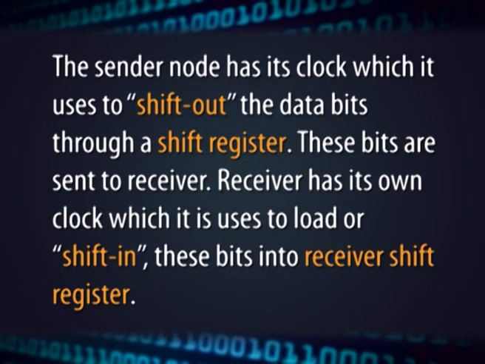By basic principle, the sender node has its clock, which is used to shift out the data bits through a shift register. These bits are sent to the receiver. The receiver has its own clock, which it uses to load or shift in these bits into the receiver shift register.